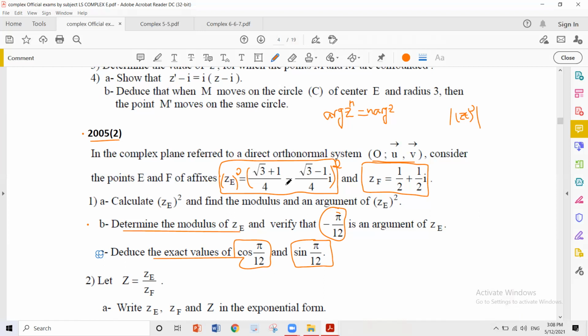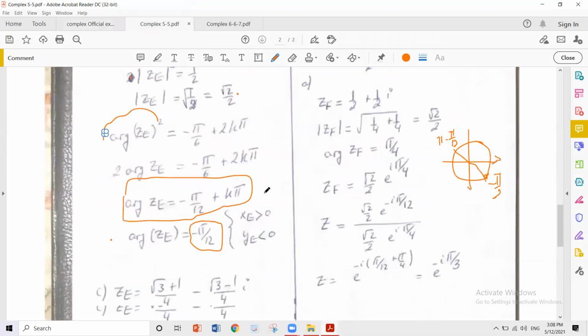So we write ZE in the trigonometric form and in the algebraic form. To calculate cosine, real equal real, imaginary equal imaginary, we get the sine. So whenever you need to calculate cosine or sine, you have to write the complex number in two forms, the algebraic form given and the trigonometric form. Then comparing the real parts and the imaginary parts together.